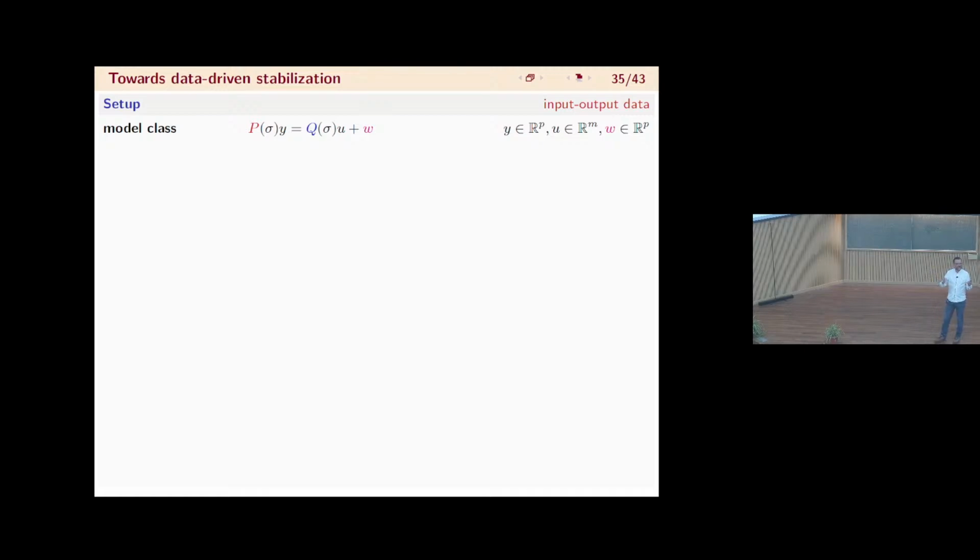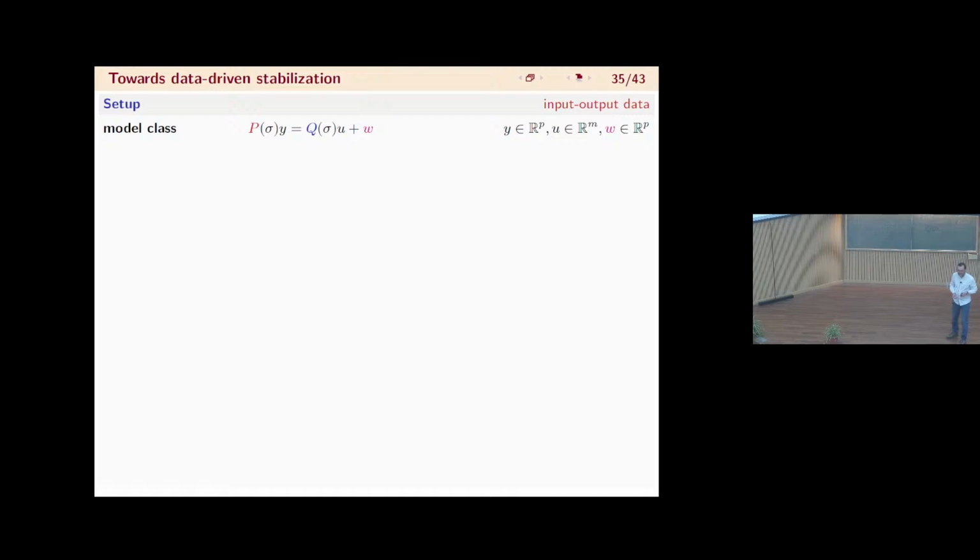well, not at the very beginning, in the second day, we introduced the data informativity framework, and the first ingredient was the model class. Later on, we focused mainly on state space models with states, inputs, outputs, and so on. Now, we have an example in which we don't have state space models, but a different kind of model class. And this is the model class I'm looking at.